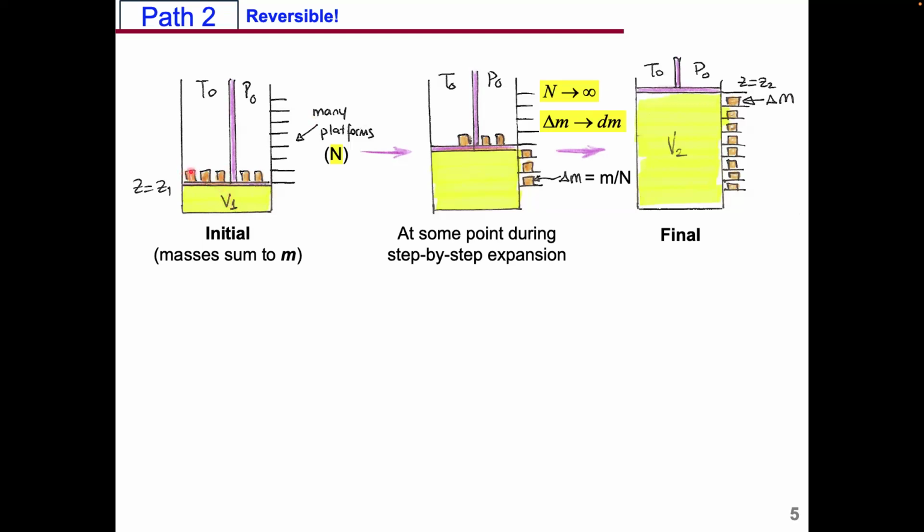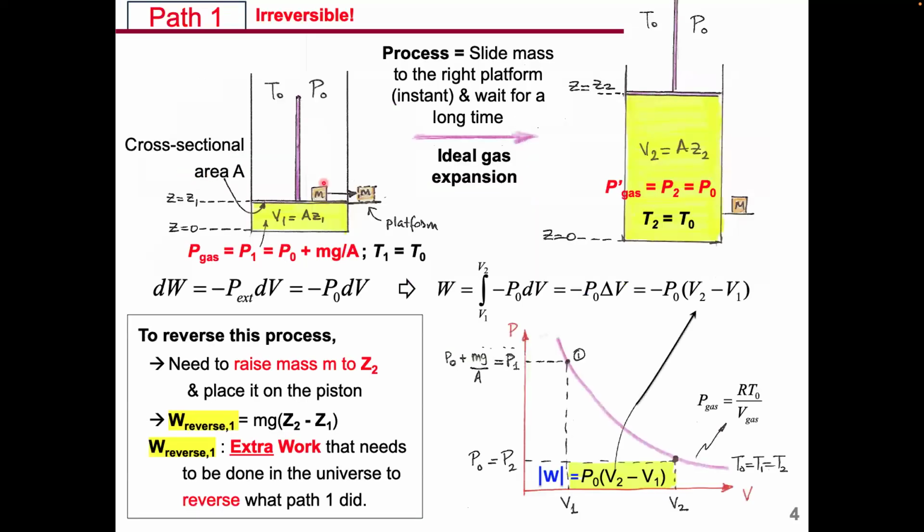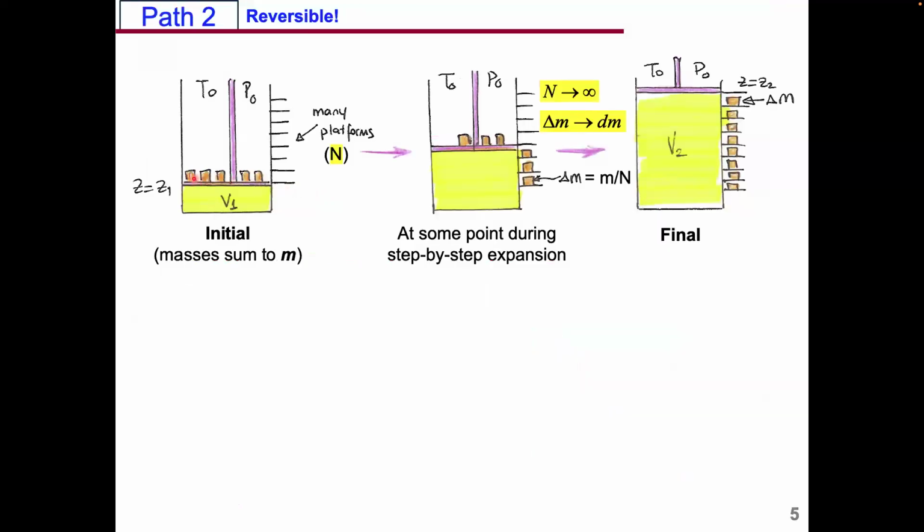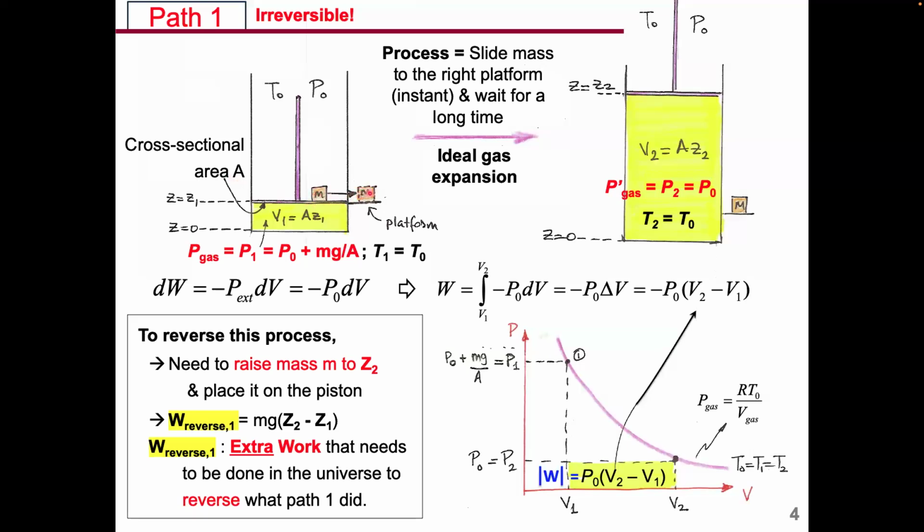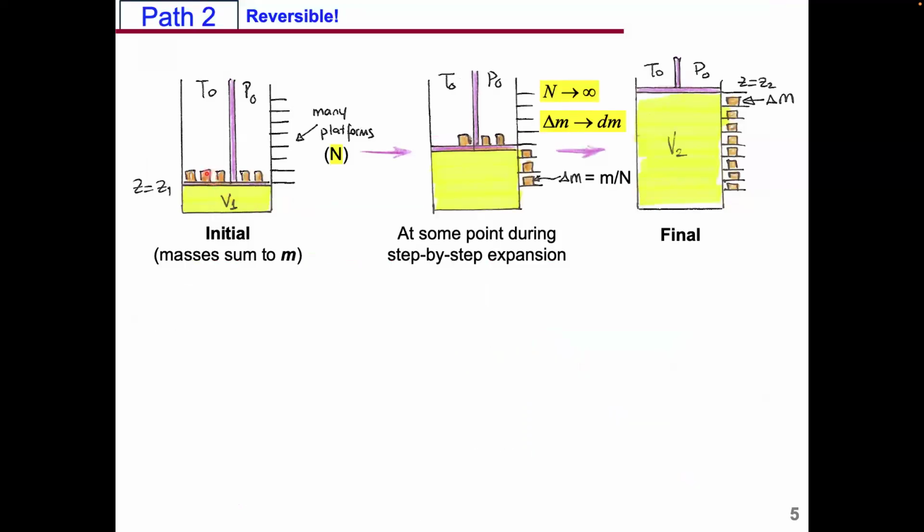Basically, what we are doing is splitting this mass M into many, many small weights, but the total weight of all these masses is still the same as M. So if you split into 5, then you have M divided by 5 for each weight. Now what you are doing is that initially you just slide one off.